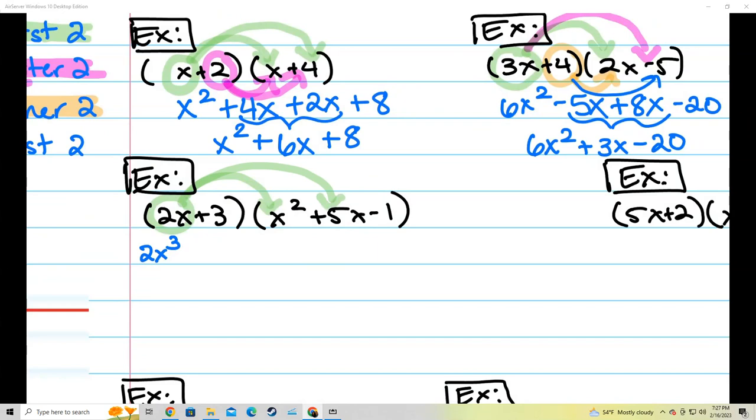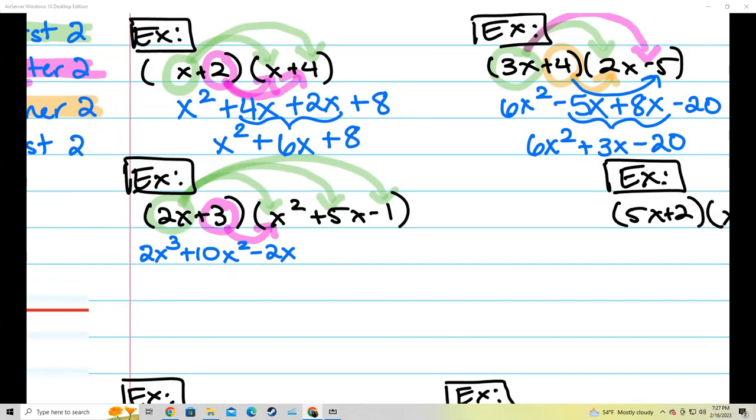2x times 5x, that's going to be 2 times 5 is 10. X times x is x squared. 2x times -1, that's going to be a -2x. And I'm going to go ahead and distribute. Now that I'm done distributing the 2x, I'm going to go ahead and distribute the 3.